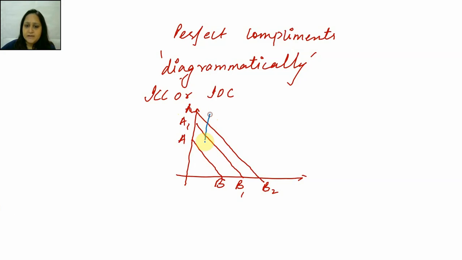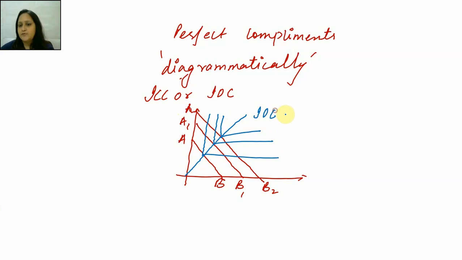Let's superimpose our ICs here. These are my perfect complement ICs. So we are initially on E0, then E1, then E2. When you join all these points together, what do we get? Income of a curve, or income consumption curve. Wasn't that simple? Perfect complements is really, really simple.